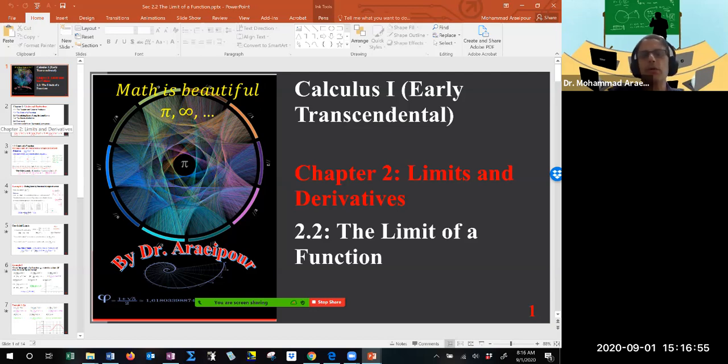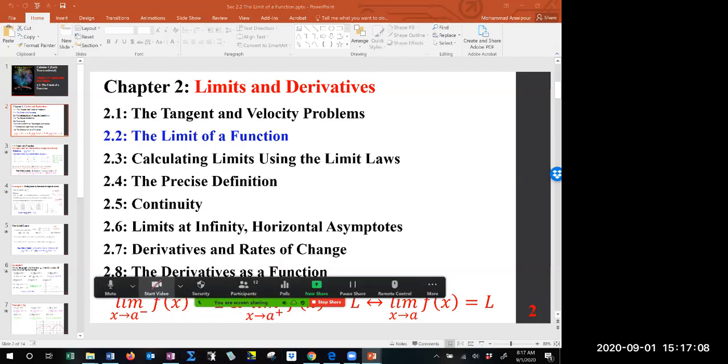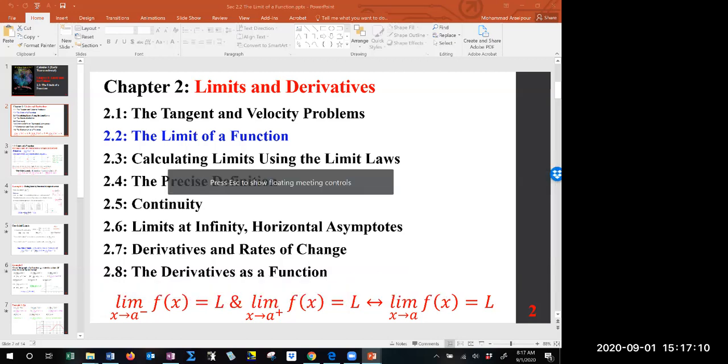All right, class, good morning again. We are looking at the second section of the chapter. We are going to look at the limit of a function.